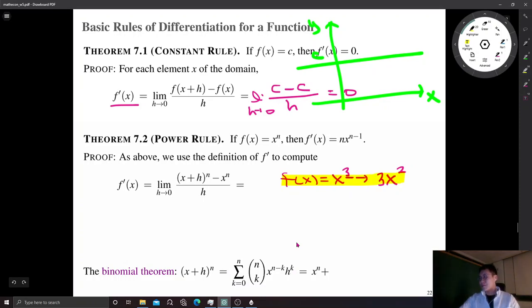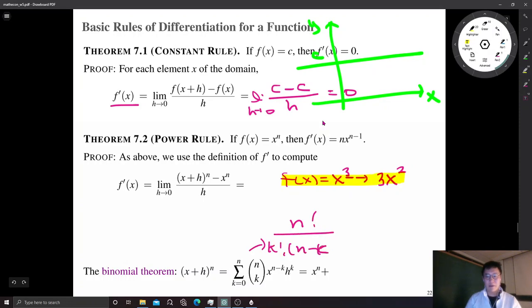Okay? But I'm not sure how many students are familiar with this notation. N choose k is called a combination. Its formula is n factorial divided by k factorial times (n minus k) factorial. It is used to count all possible cases in probability theory or statistics. But we never use this theorem except as a proof of the power rule, so let me skip this.